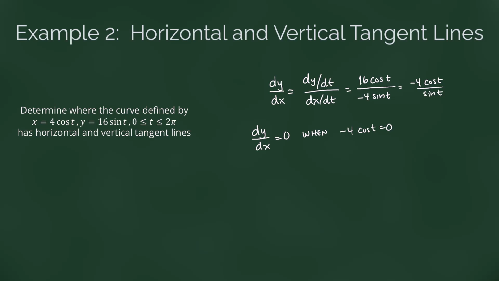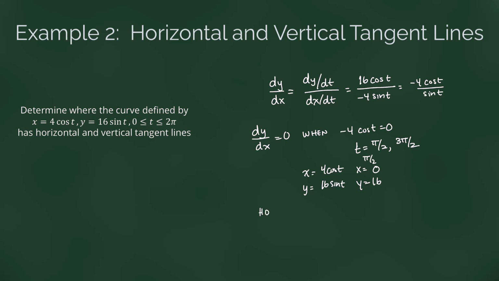But we know that between 0 and 2 pi, the cosine is equal to 0 at pi over 2 and 3 pi over 2. So we have the t values where that happens. Let's go ahead now and find the actual x and y values. We know that x is 4 cosine t, y is 16 sine t. So when t equals pi over 2, x is going to be 4 times the cosine of pi over 2, which is 0, and y is going to be 16 times the sine of pi over 2, which is 16.